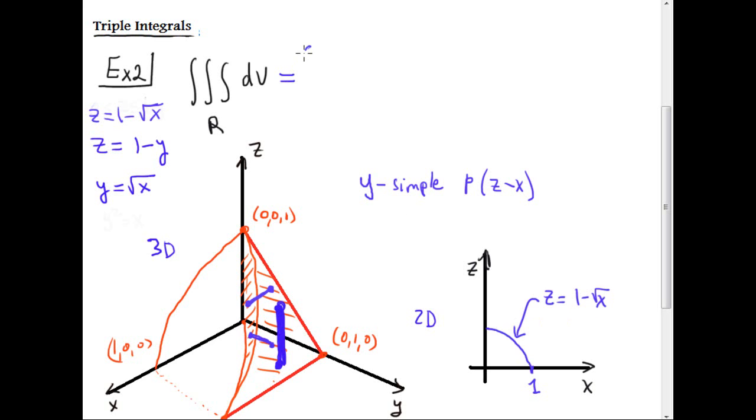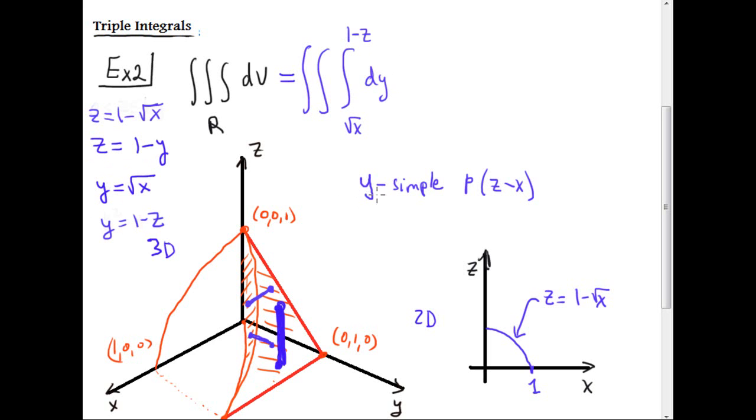Let me set up the triple integral in two different ways. Okay, now it's y simple, so it's dy first. The y goes from the y of the cylinder, which is radical x, to the y of the plane. The y of the plane is, let me manipulate here, y equals 1 minus z. Here, 1 minus z. Okay.